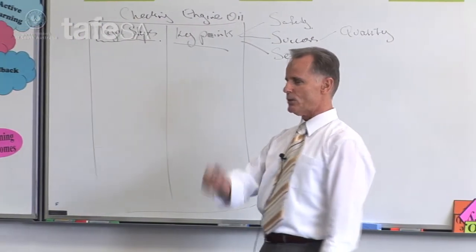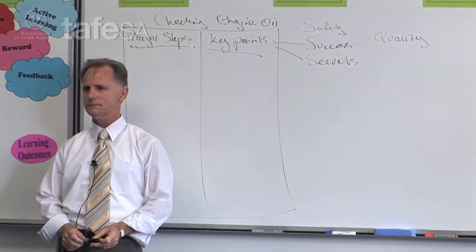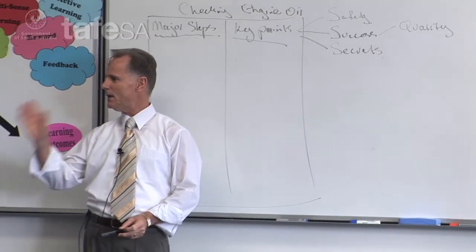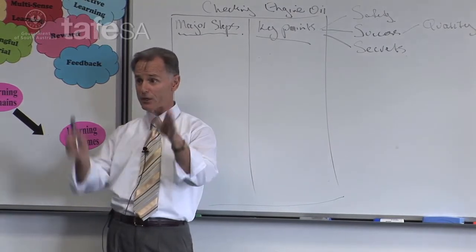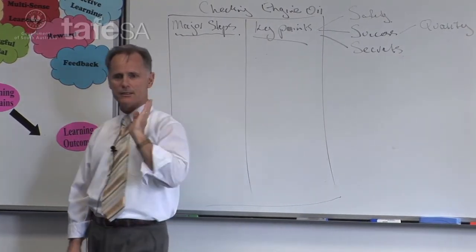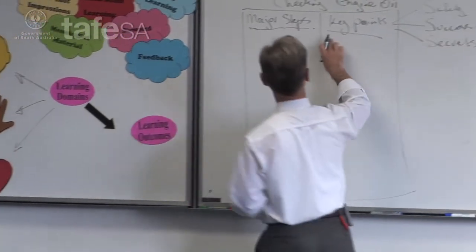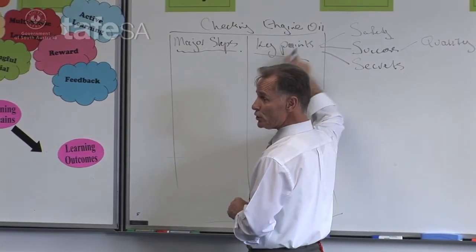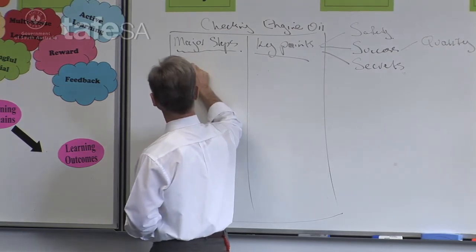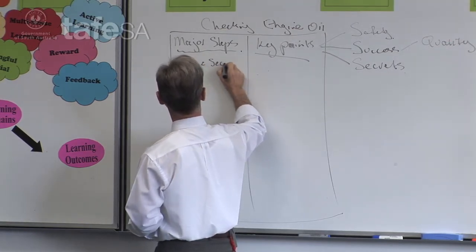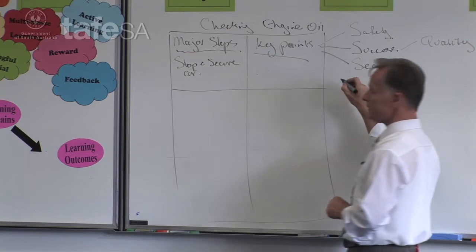You're training these people. What's the first major step you're going to tell them? Yes. Park, switch off, level and secure the car. It can be a few bullet points, but that's your first step. You're going to park it, switch it off, and make sure it's level. You might say level could be a key point to ensure quality. So the major step would be stop and secure car. Stop it and secure it.